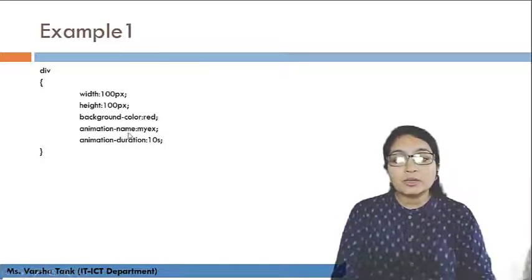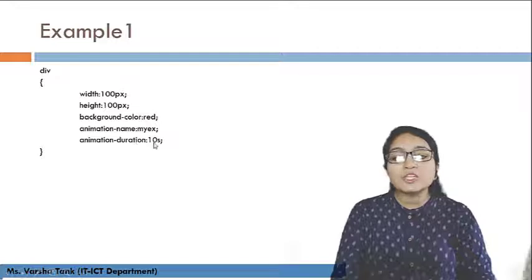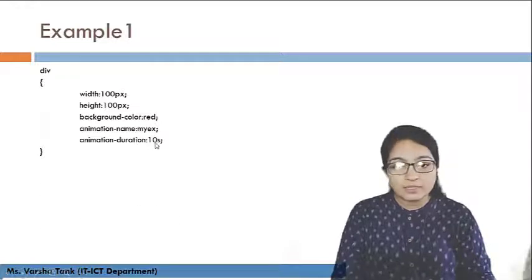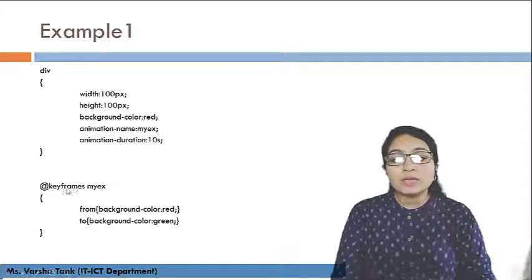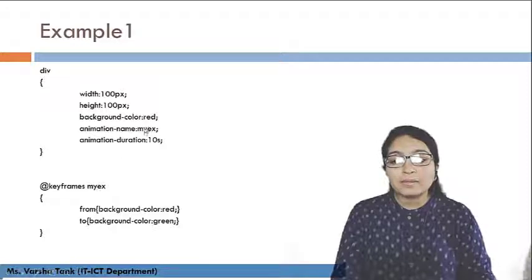Animation name, here you have to specify these two things, it is compulsory. Animation name is equal to my example and animation duration is equal to 10 seconds. Okay, now here you can see the keyframes. After that you have to give the name that will be used in this element selector. So here we have defined myexample and here you have used this name for defining the animation.